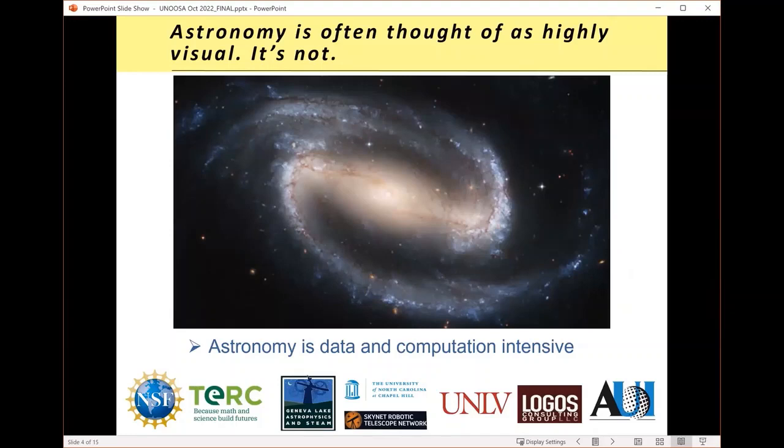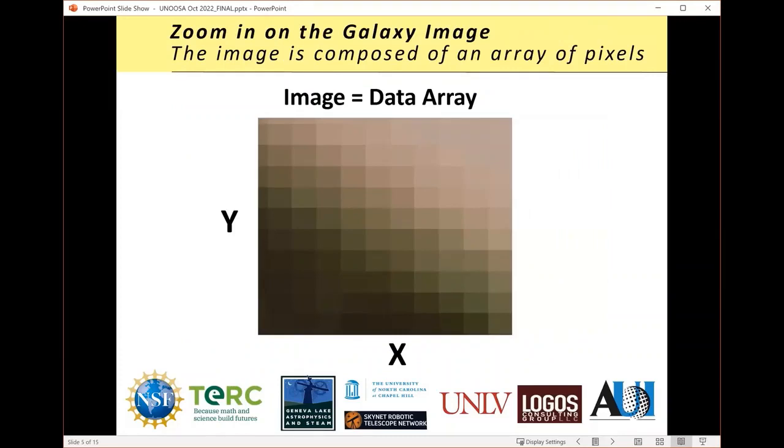This is a picture of a barred spiral galaxy, but even though astronomy is often thought of as a visual field, it really is not. The data that we look at come from multiple wavelengths that mostly we can't see with our eyes, including infrared, ultraviolet, X-ray data. But what we get are data. There are data arrays. And if you zoom in on that picture, you'll see that there are pixels that have values, and we can either choose to display them as visual images, but if we can't see, or if we want to explore other ways of understanding the data, we can do something different, like sonifying the data.